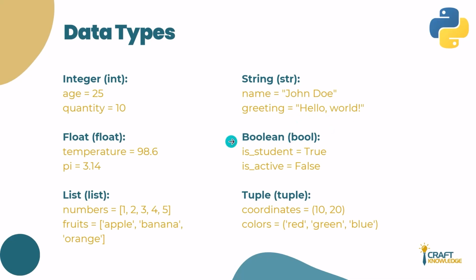Then we have a Boolean data type as well. That is, you can say, the cutest data type that has only two values. Either it is true or false, but it is cute, and it is very useful in Python.